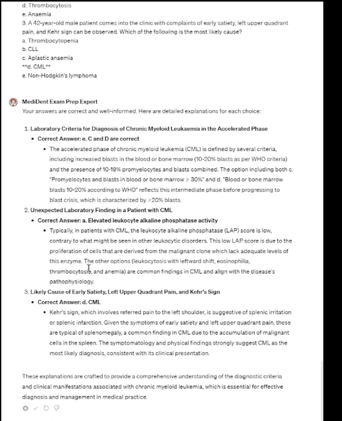Your answers are correct and well-informed. Here are detailed explanations for each choice. 1. Laboratory criteria for diagnosis of chronic myeloid leukemia in the accelerated phase. Correct answer, E, C, and D are correct.